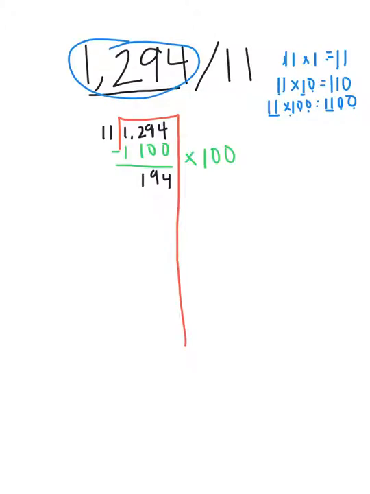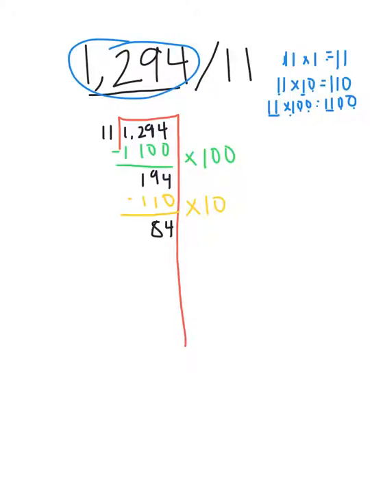So go back over to our powers of 10, and which one of those will get us as close to 194 as possible? It would be the 11 times 10. 11 times 10 equals 110. So again, we're going to subtract to see what we have left. 4 minus 0 is 4, 9 minus 1 is 8, and 1 minus 1 is 0. So we are left with 84.